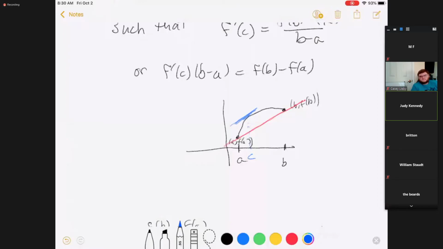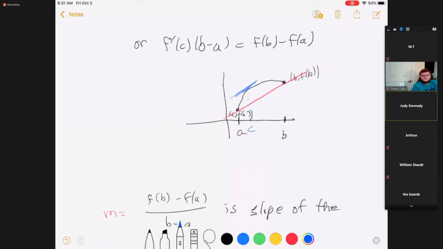That's what the mean value theorem says. And once you know Rolle's theorem, it's easy to prove. All you do is basically take your function f and subtract the function determined by the red line.